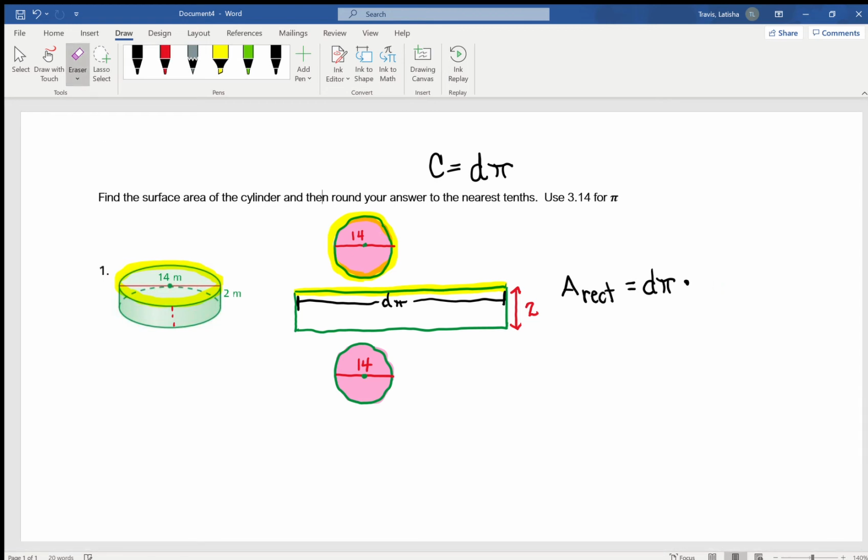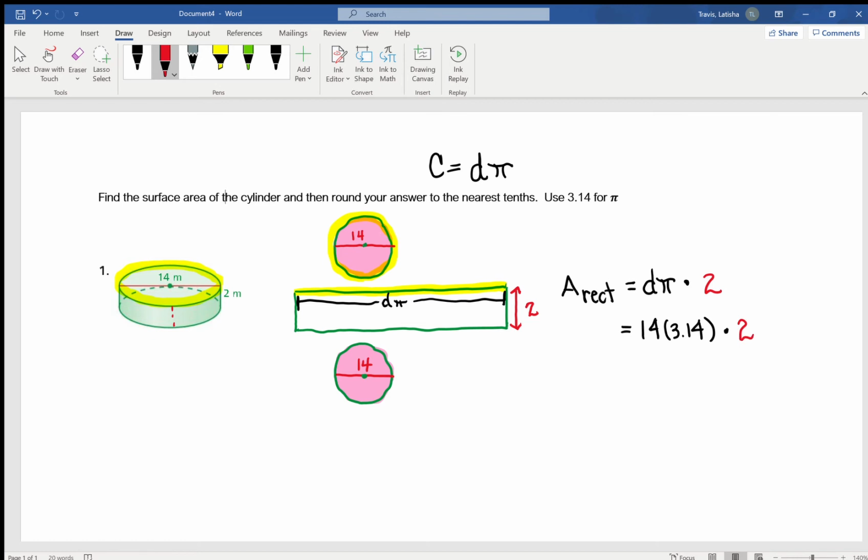The width, we're going to get rid of the W. The width is actually the height. The height is 2. So continuing with our formula, the area of the rectangle, or the lateral surface, the middle piece, is going to be the diameter. The diameter is 14, times pi. Pi is 3.14. And then we need to multiply that by the height, which is 2.